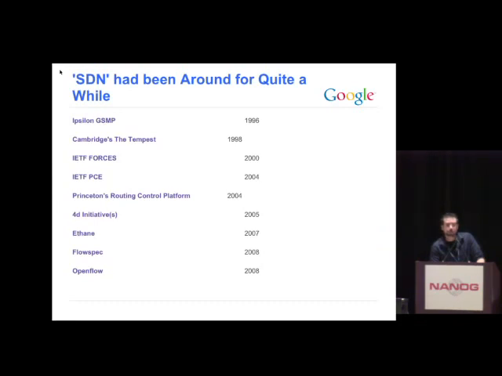OpenFlow 1.0 looks a lot like FlowSpec, quite frankly. FlowSpec was never widely implemented or used, but Pedro did a good job, and it's kind of prescient in a lot of ways. It also looks a lot like GSMP. Again, not something that most people here are probably familiar with, but certainly an interesting protocol.